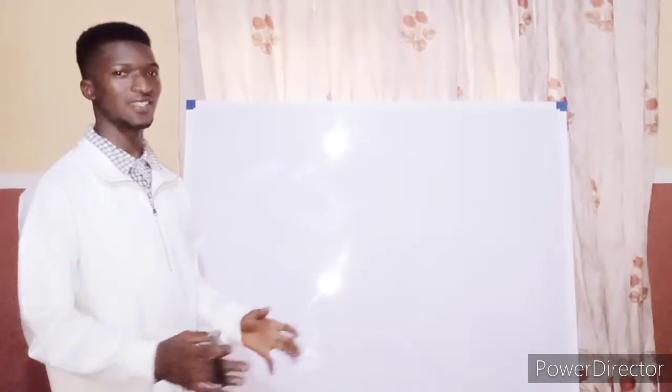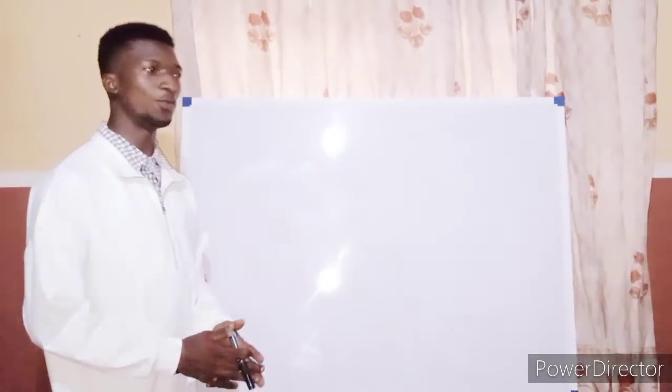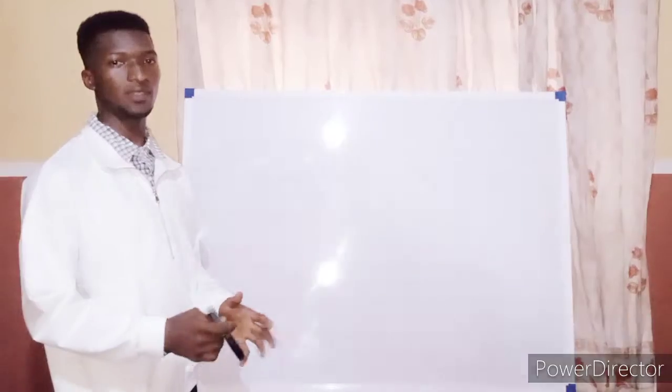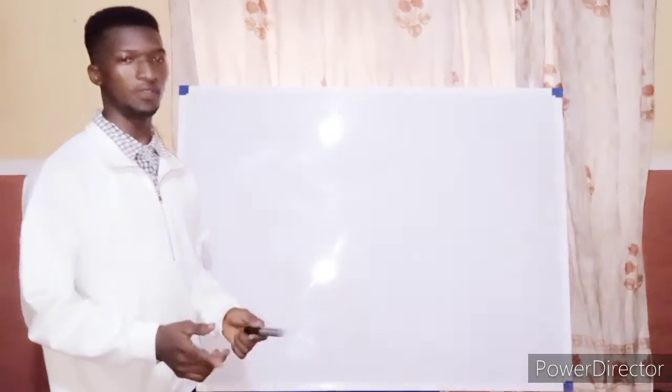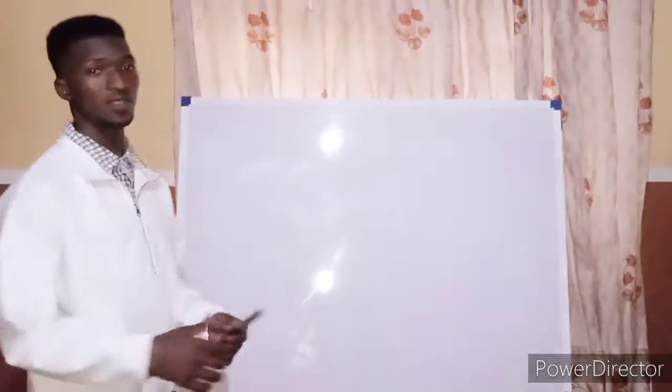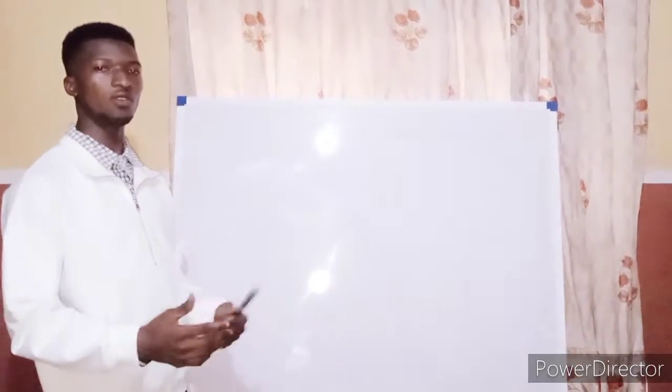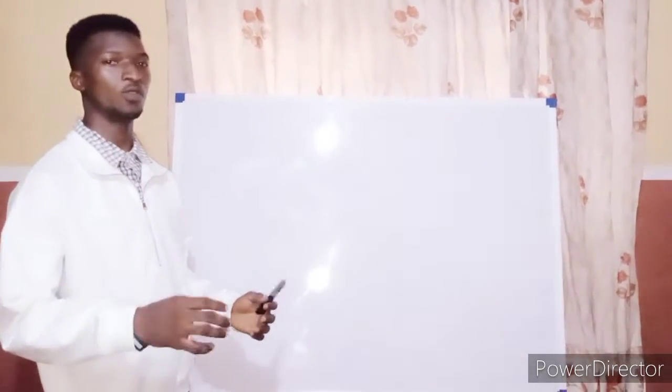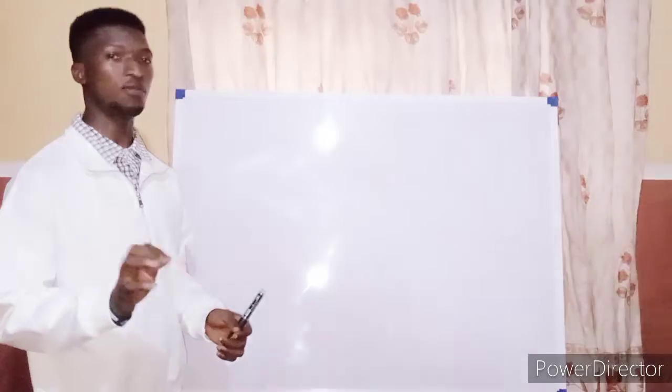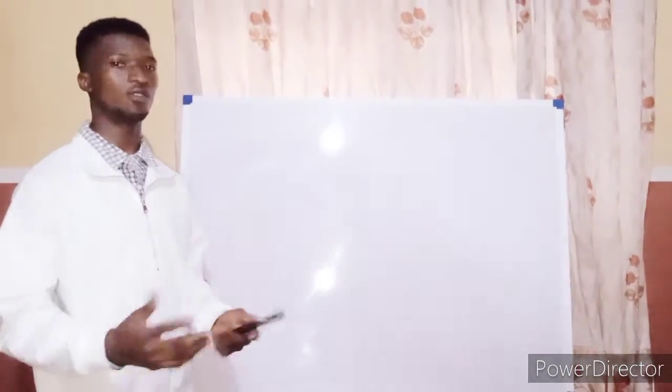Good afternoon, guys. In this video, we'll be talking about electric current and electron drift. So quickly, what is electric current? Electric current is the rate of flow of charges of the same sign across a conductor.